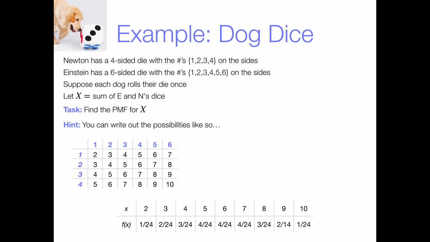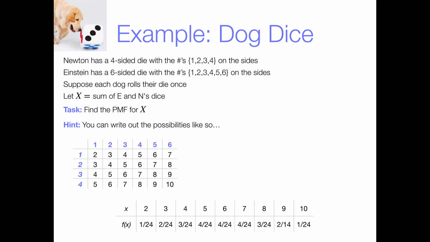Again, we need x and f of x. So on the top, we need to decide what values x can take. Knowing what values of x are possible is part of this. Looking up there, 1 through 4 and 1 through 6, the lowest sum you could possibly see is a 2 if you add the 1s, and the highest you could possibly see is a 10 if you add the 4 and the 6. And you can see everything in between. So we've got 2 through 10.